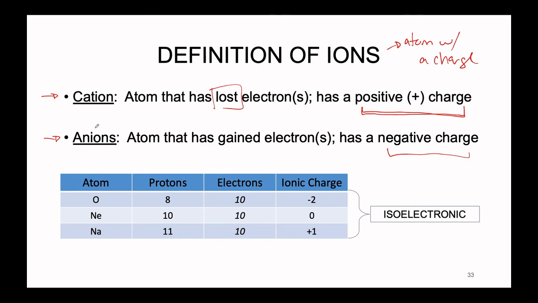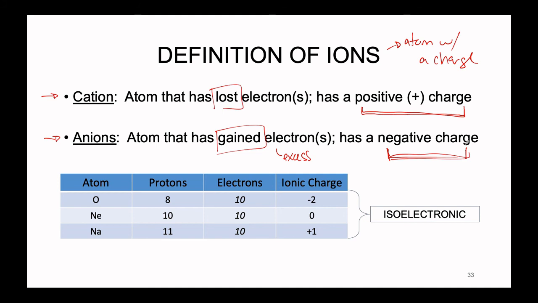An anion is an atom that has gained electrons. So now it has an excess of electrons compared to the number of protons, and this excess of electrons is what gives us the negative charge that is present inside of the atom.